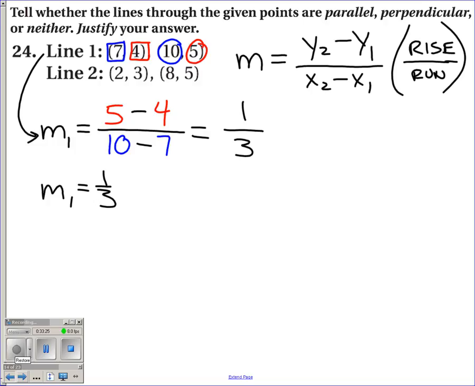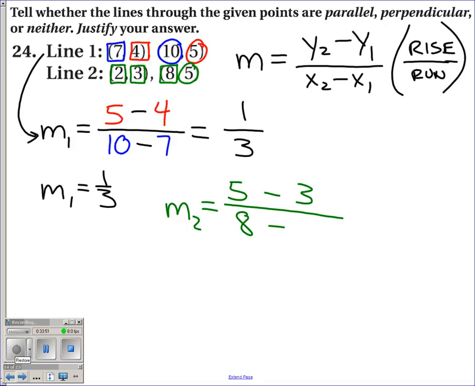Let's take the slope of the second line. And again, this will be y2, I'll just take it now, 5 minus 3 divided by x2, which is 8, minus x1, 2. Let's see what this simplifies to. 5 minus 3 in the numerator is 2. 8 minus 2 in the denominator is 6.